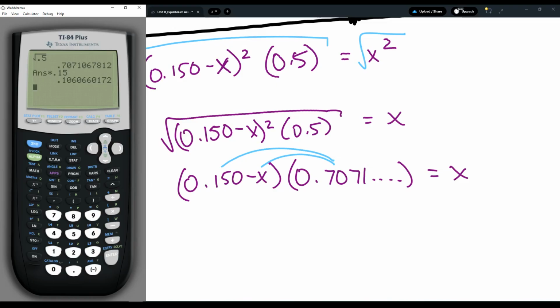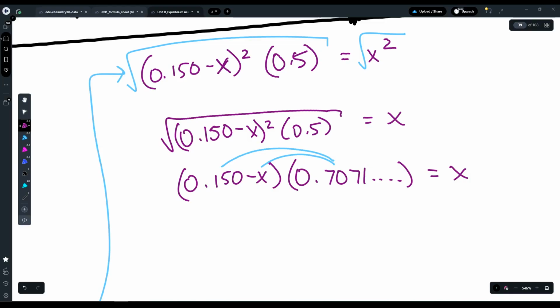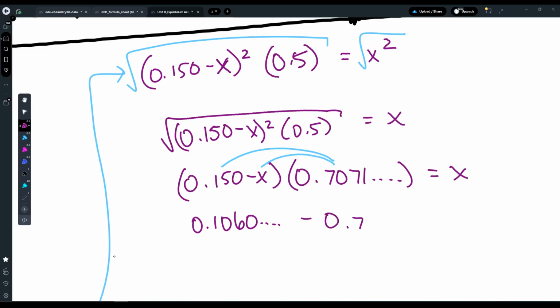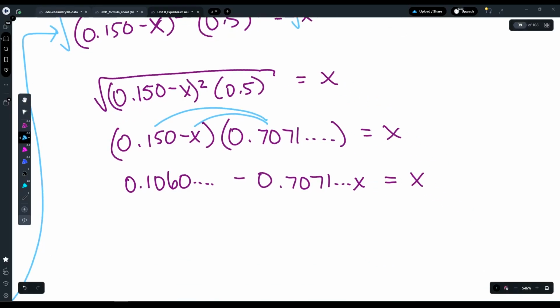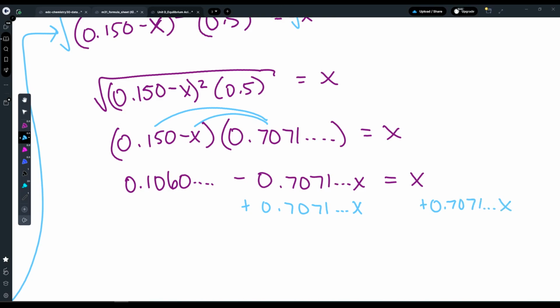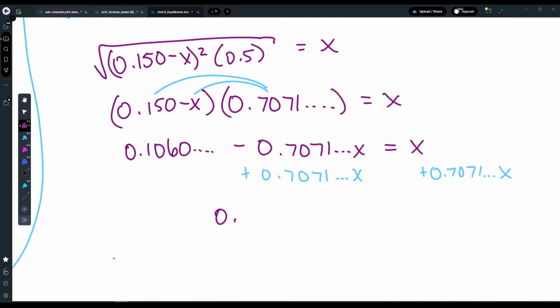So 0.1060 goes on forever. Okay, and that's going to be minus 0.7071 goes on forever, X is equal to X. Okay, so now to isolate the X, I'm going to add the 0.7071 over. Okay, so we've got 0.1060 goes on forever.